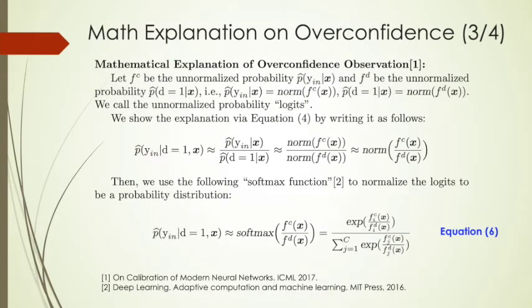Let f_c(X) be the logit for P(y_in given X), and f_d(X) be the logit for P(D equals 1 given X). After softmax normalization, equation 4 becomes equation 6.